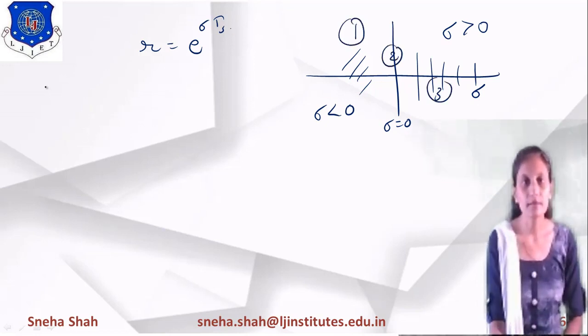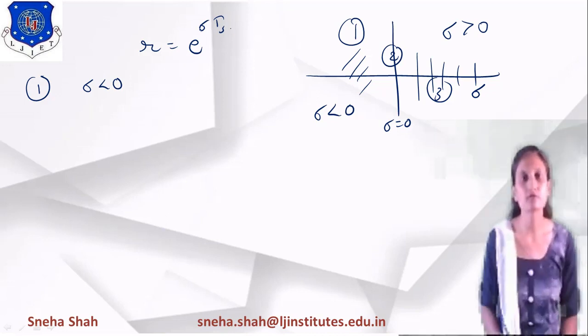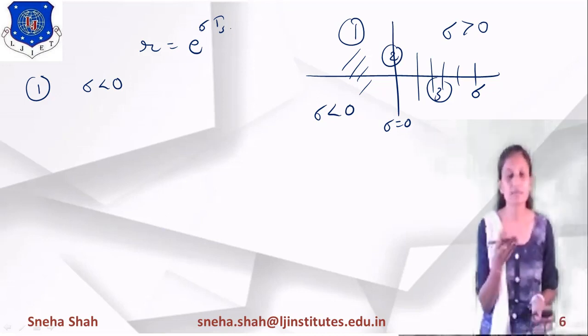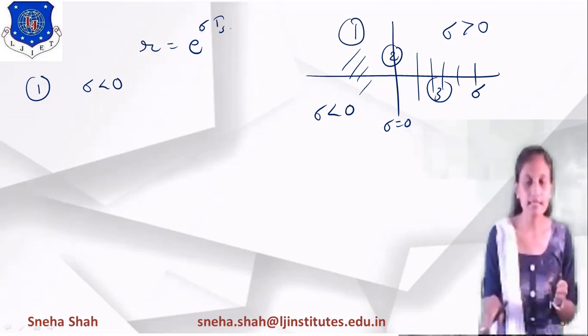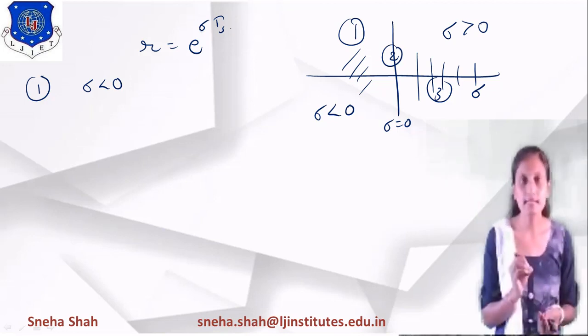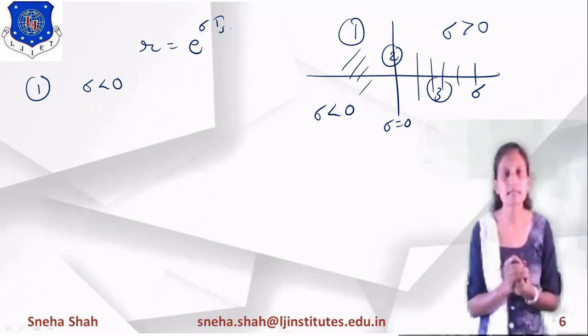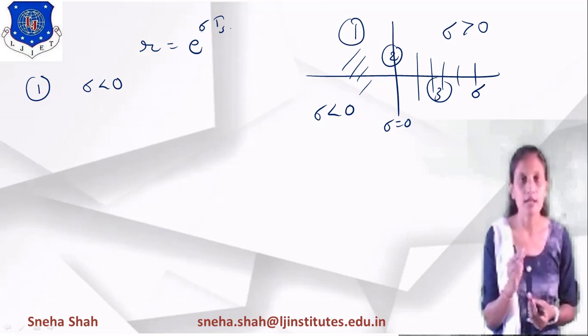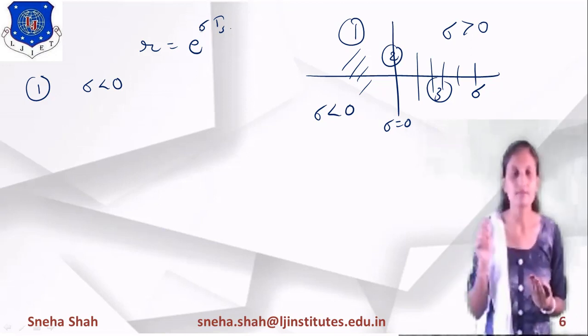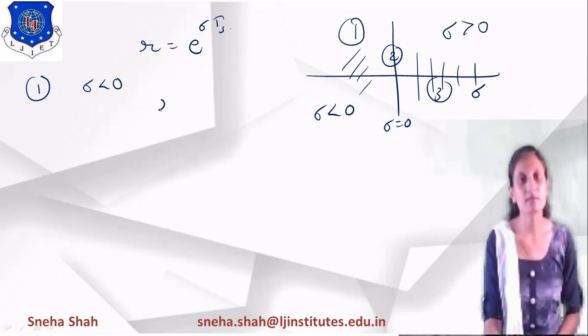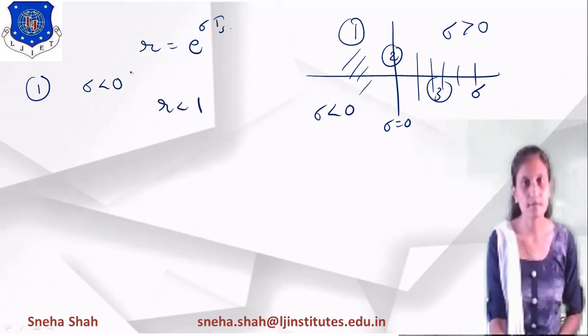Starting with case number 1, which is sigma less than 0. If this part is negative, e raised to minus something means it goes to the decreasing form. So the value of r will be decreasing from its starting point. Suppose sigma equals 0, then e raised to 0 equals 1. So for sigma less than 0, the value will always be less than 1, right? So the value of r will be less than 1 for this part.